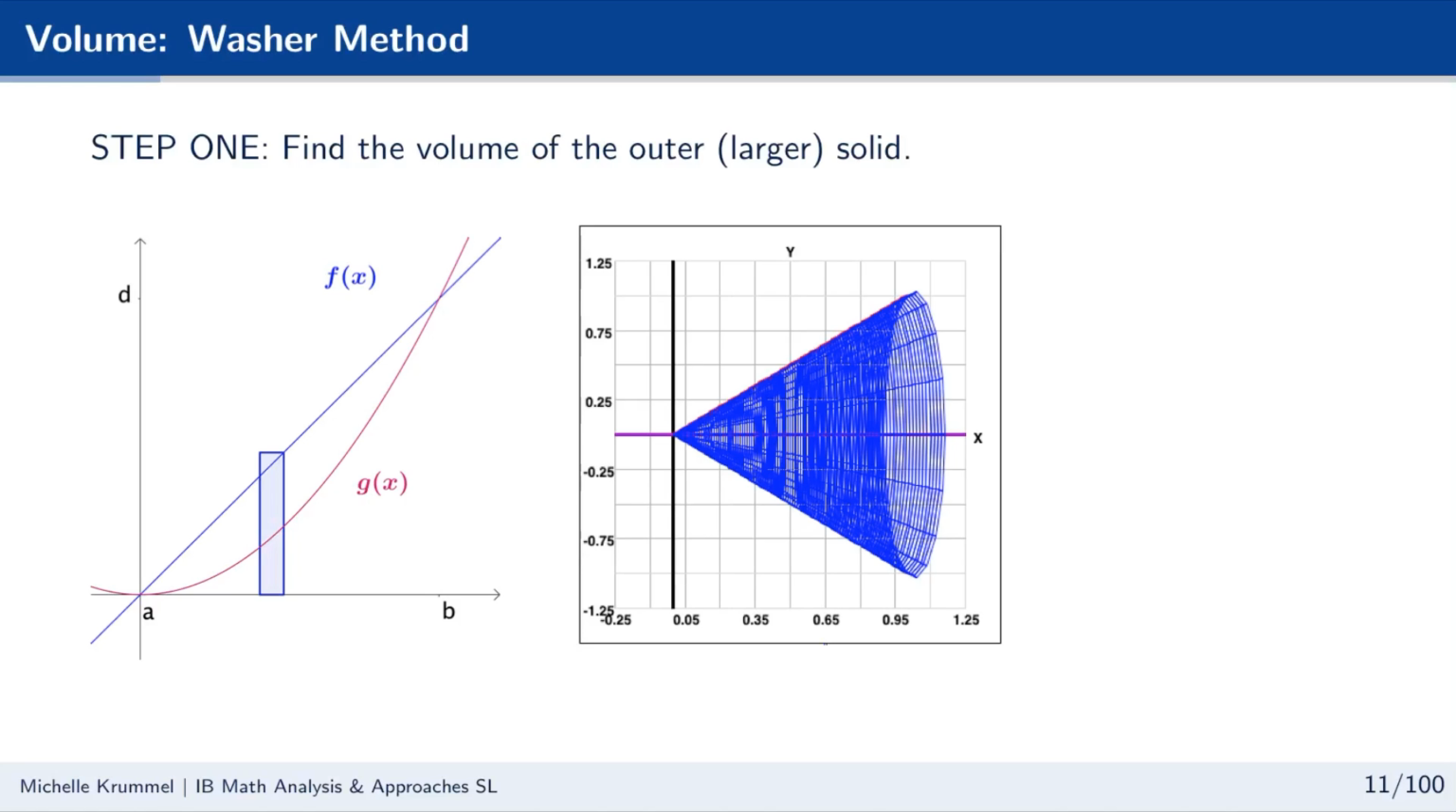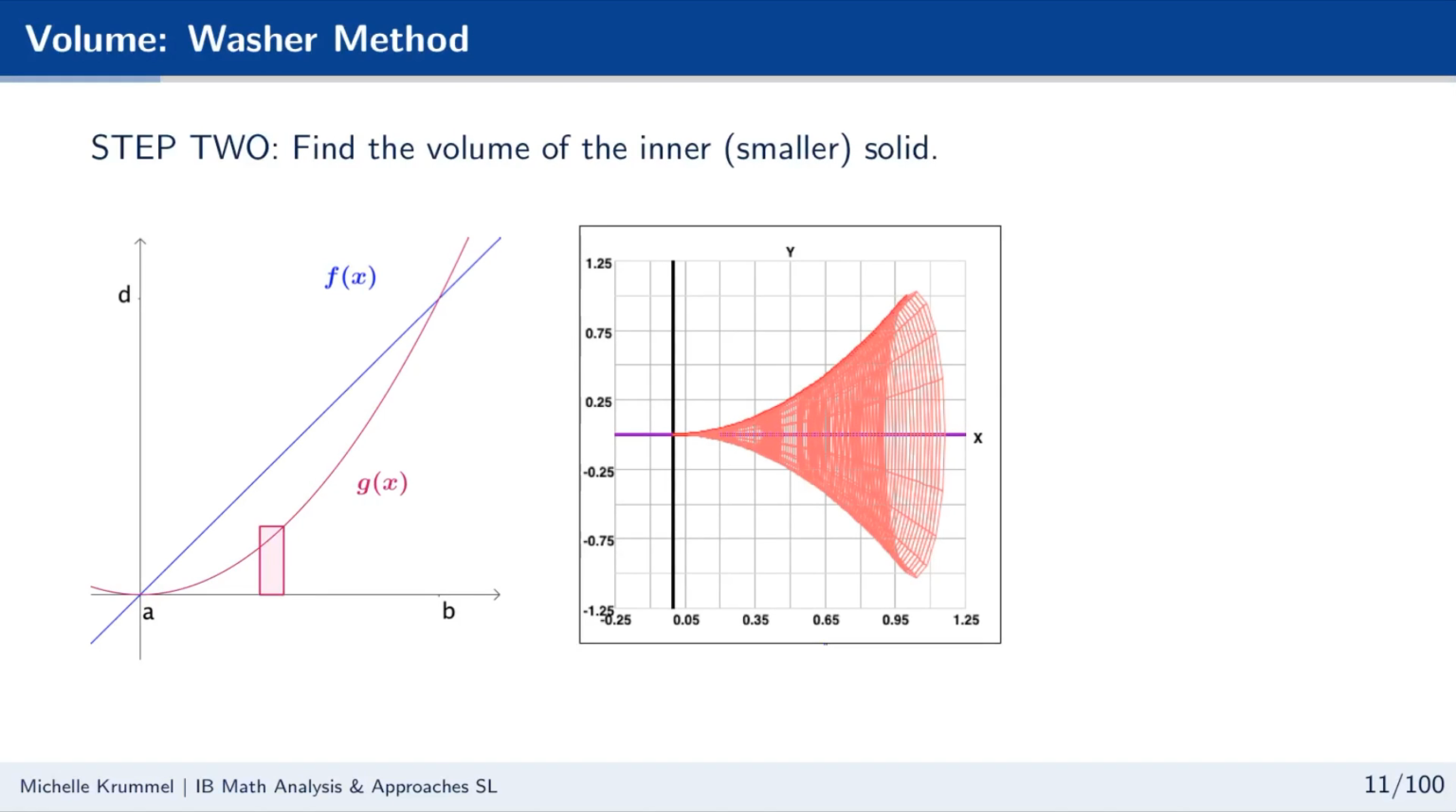And to calculate that, we would set up an integral from a to b, and it would just be this distance here, so f of x squared dx times pi. So that's not the answer we're looking for, but this is kind of our first step. This is the volume of the outer solid.